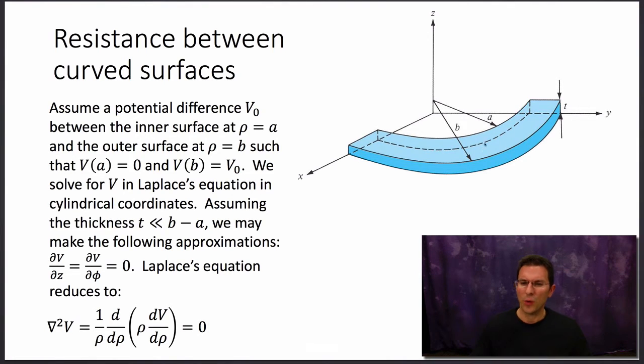So that's part of the reason that we can say the potential change in the z direction is small. And it's also part of the reason why we can say the potential change in the phi direction is negligible, because more or less the potential at a constant value of rho is going to be the same, simply because of the way we've applied our field to create the potential difference. Under these two assumptions, Laplace's equation reduces to the following right here. So our potential is just a function of rho, and it satisfies this equation.